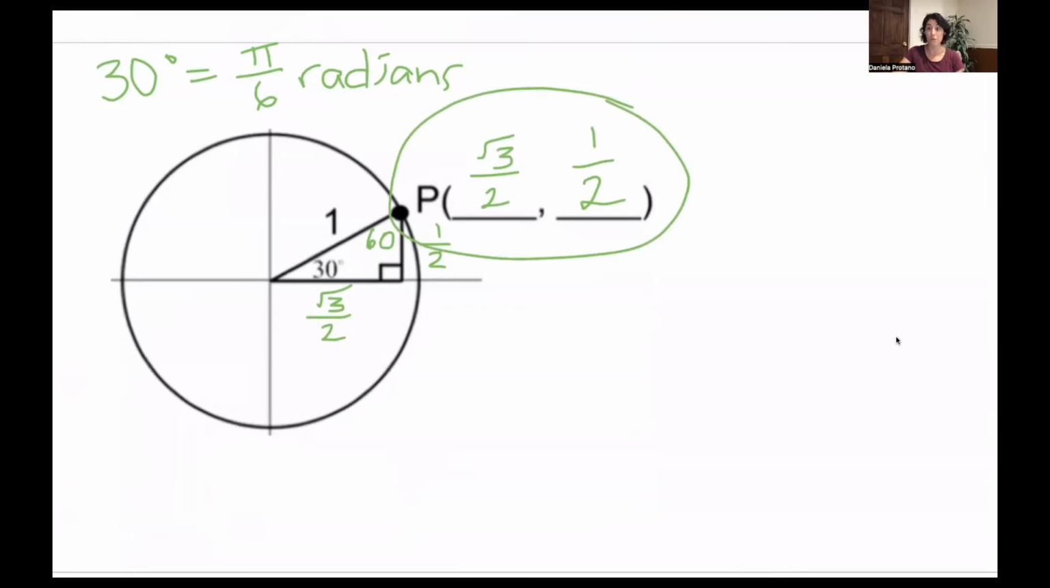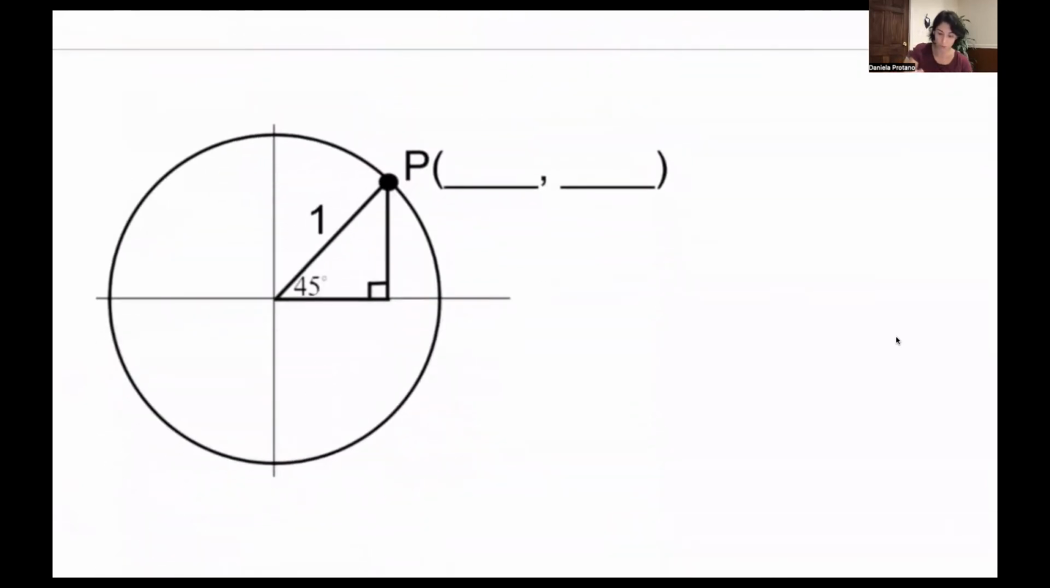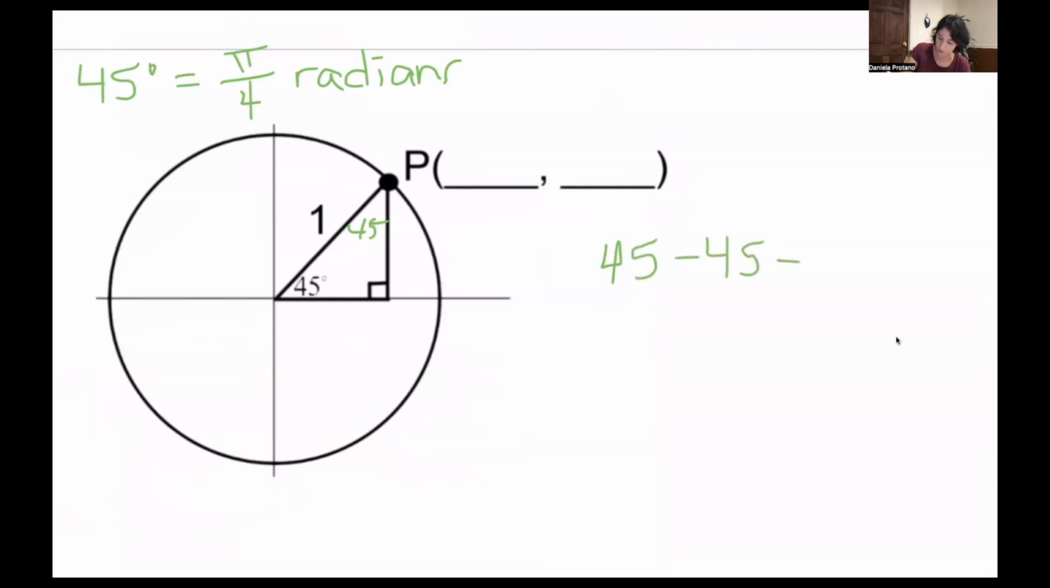So now, what about a 45-degree reference angle, or pi over 4 radians? So 45 degrees, pi over 4 radians. This is not obviously going to be a 30, 60, 90 triangle. So again, if this is 90 degrees and we've got 45 degrees, then the missing angle has to also be 45 degrees, because 45 plus 45 plus 90 gives us 180 degrees. So now we're dealing with a 45, 45, 90 triangle. This is the other special right triangle that we have.